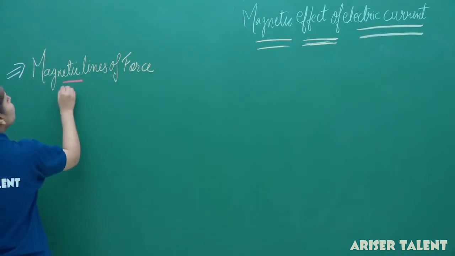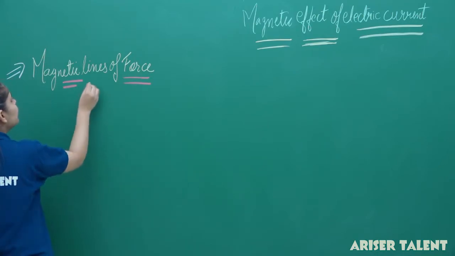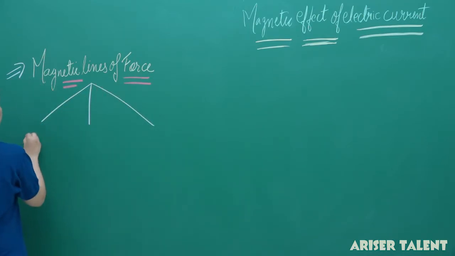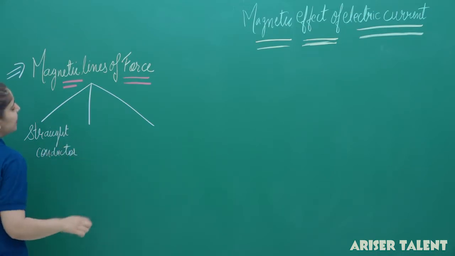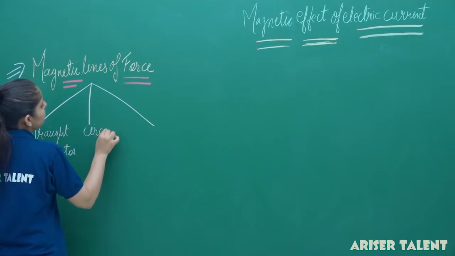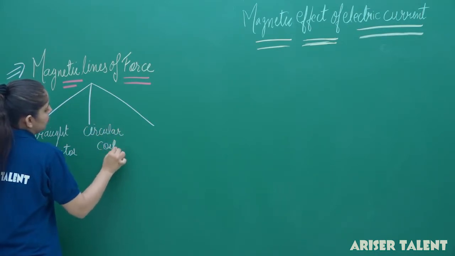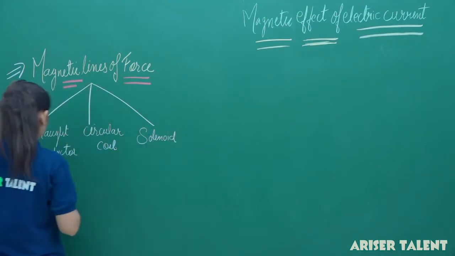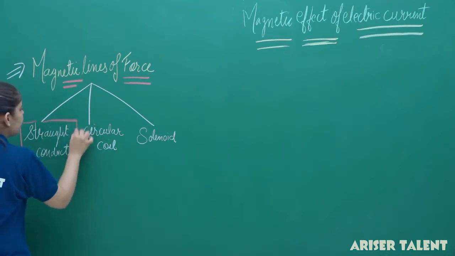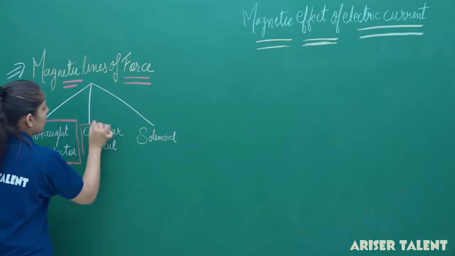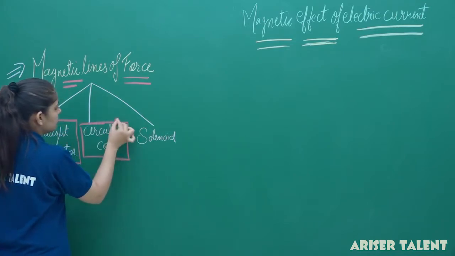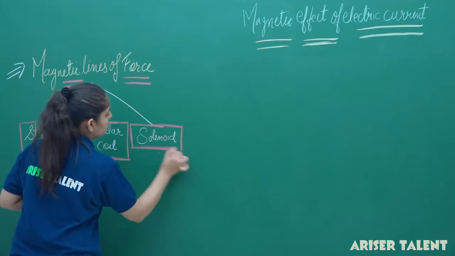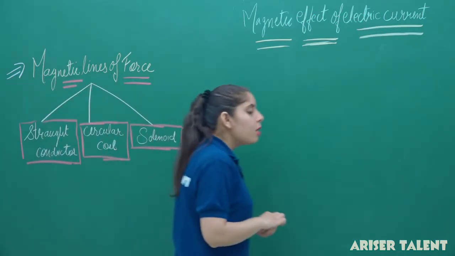and we will here consider basically three cases. These three cases will be the straight conductor, secondly we will calculate the circular coil, and third case will be our solenoid. So the three cases we will consider here for calculating the magnetic lines of force or magnetic effect.